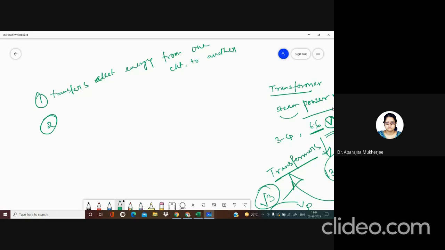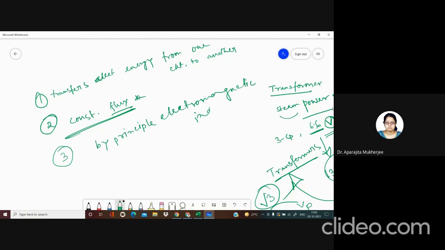Now the very important point: the transformer transfers the energy from one circuit to another circuit but with constant flux. This is a very important point, that the transformer does that without a change of frequency. And is there any specific principle that the transformer follows? Yes, obviously. The whole of electrical engineering depends on Fleming's left hand rule, right hand rule, then Faraday's laws of electromagnetic induction. So the transformer works on the principle of electromagnetic induction. And we all know what electromagnetic induction is, right?